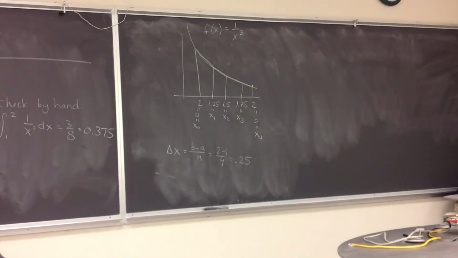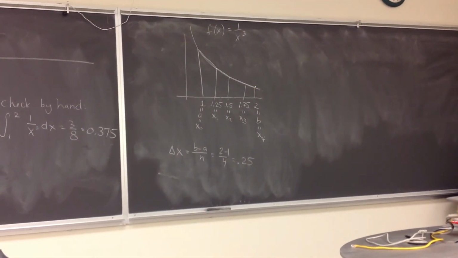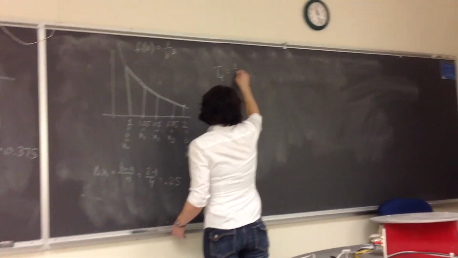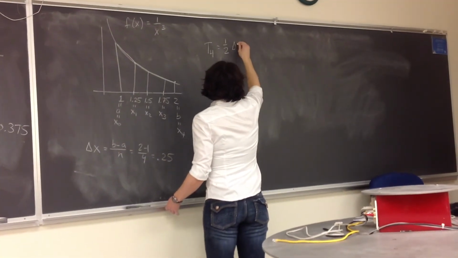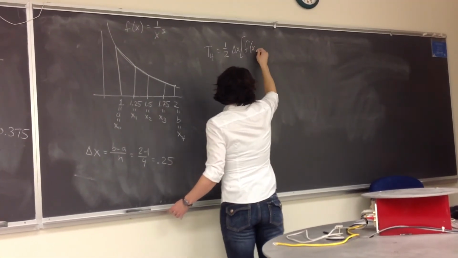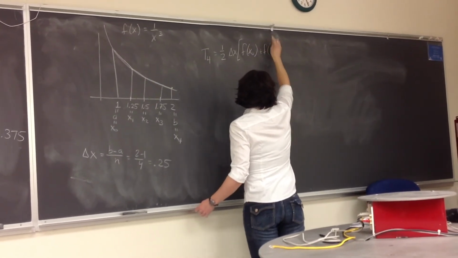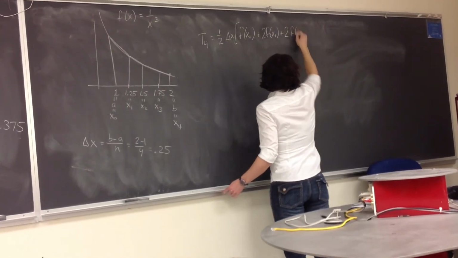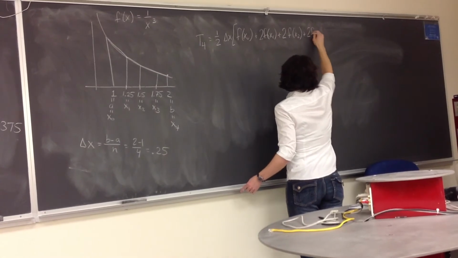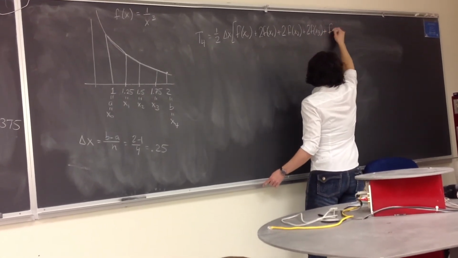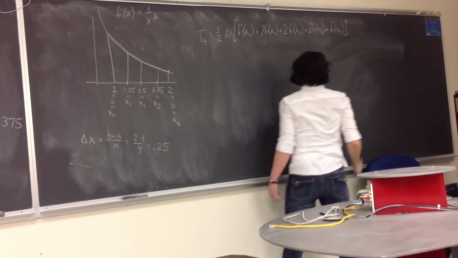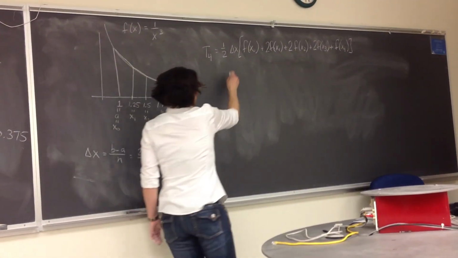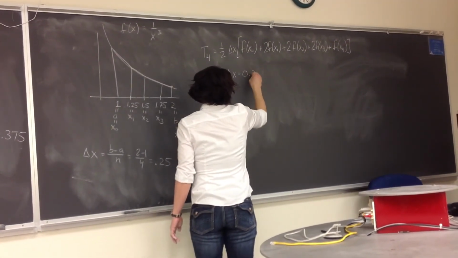Okay, so in our example, we have n is equal to 4. We've got our formula over here, so T4 is going to be 1/2 times delta x times f of x0 plus twice f of x1 plus twice f of x2 plus twice f of x3, and then we have 1 of the f of x4s. And so we've got to fill in all of this information. Things that we can fill in right away: the delta x is equal to 0.25.